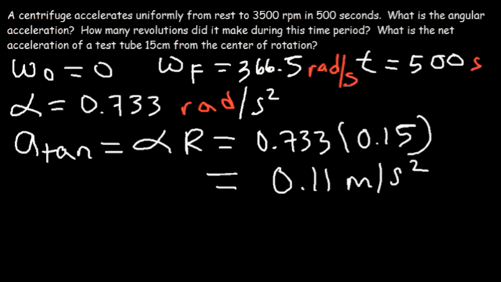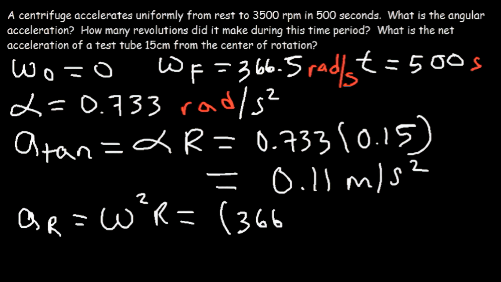Now what about the radial acceleration? Let's use this equation to calculate it. Omega squared times r. So let's calculate the radial acceleration at the final angular speed of 366.5.